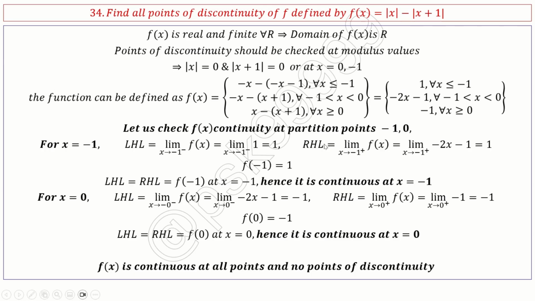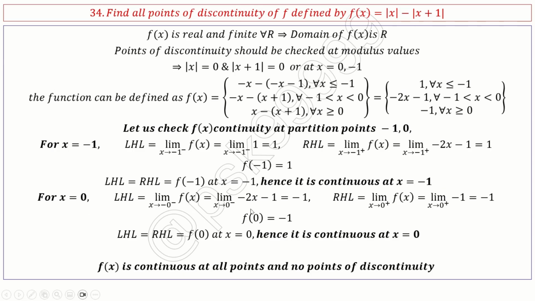Now the points of contention are only minus 1 and 0. So at x equal to minus 1, LHL is f of minus 1 minus, and less than minus 1 it is 1. So 1. RHL is f of minus 1 plus. That means I have to take the definition minus 2x minus 1. If I substitute x equal to minus 1, I'll get the same thing, 1. And f of minus 1 is also 1. So LHL equal to RHL equal to f of minus 1. Hence it is continuous at x equal to minus 1. Okay, so one is clear.